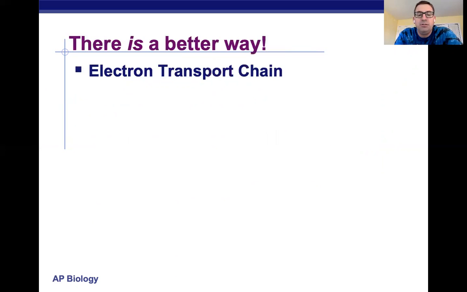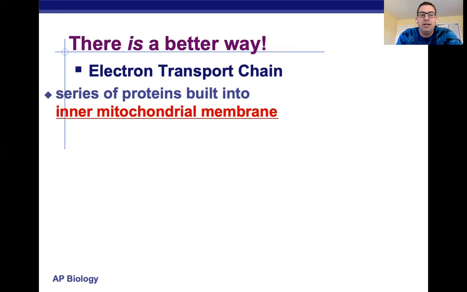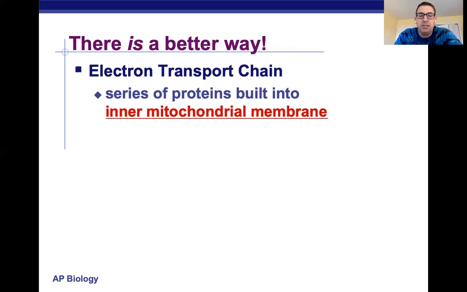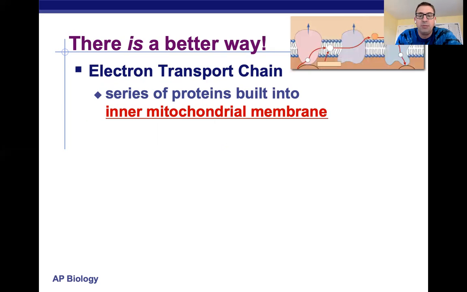And there is. We can use what's called the electron transport chain, which is a bunch of proteins built into the inner mitochondrial membrane. If you remember, mitochondria have a double membrane, right? They have an outer and an inner membrane. The electron transport chain is a bunch of proteins built into the inner mitochondrial membrane, and you can see it in this picture here. We're seeing three, or three plus, proteins built into the inner mitochondrial membrane. There's actually several proteins making up each one of these complexes here.